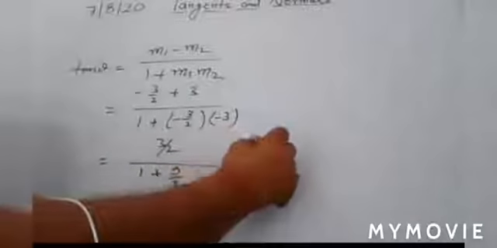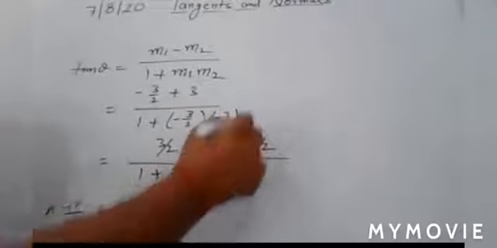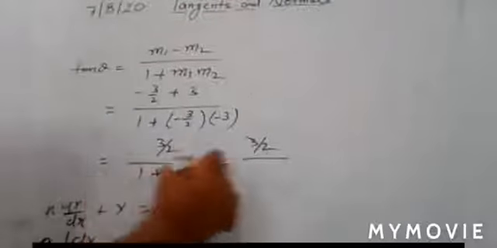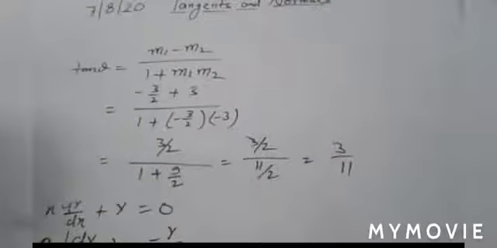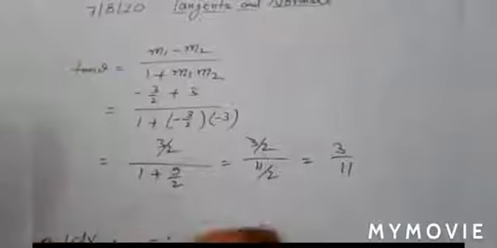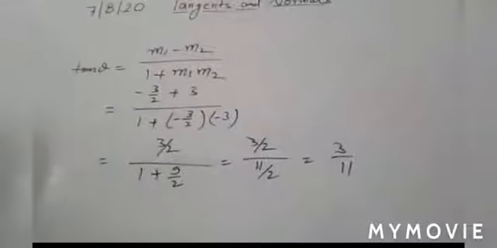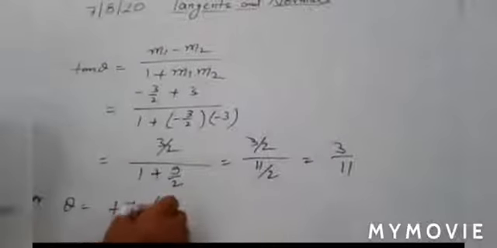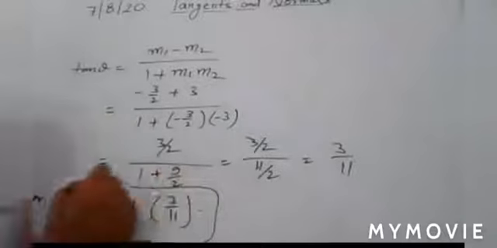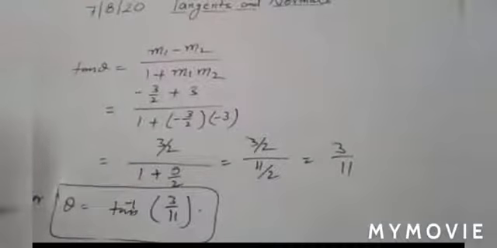Simplifying, here you have 3 by 2 in the numerator, and in the denominator 1 plus 9 upon 2, so it is 3 by 2 upon 11 by 2, which is 3 upon 11. So theta is equal to tan inverse of 3 upon 11. That gives the angle of intersection between the two curves.